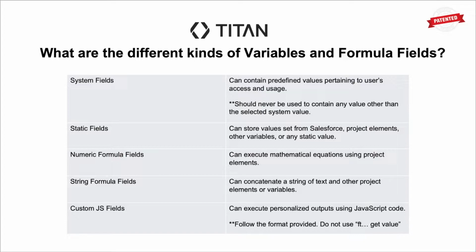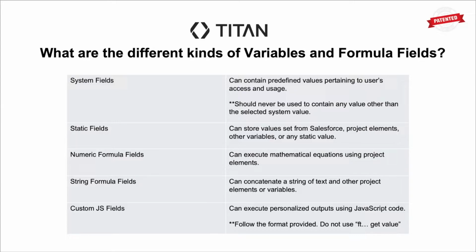The numeric formula field is very similar to what we used to use with our calculated field in Titan Forms, as it can execute mathematical equations using the project elements or other variables to give us a new calculation. Whereas a string formula field can be a concatenation of string and text and combine other elements or variables to create a new combined value.